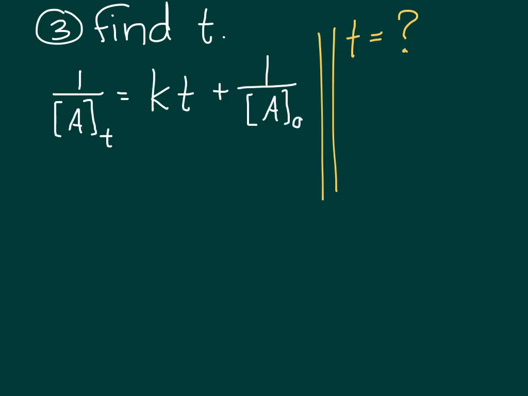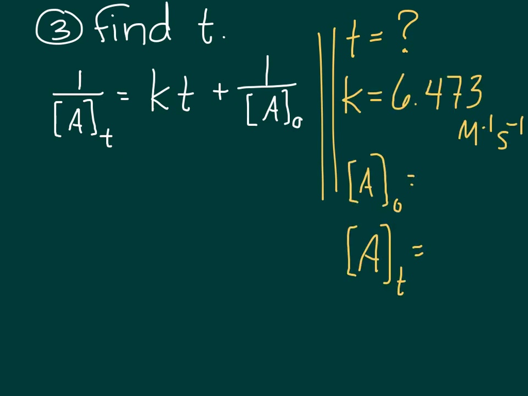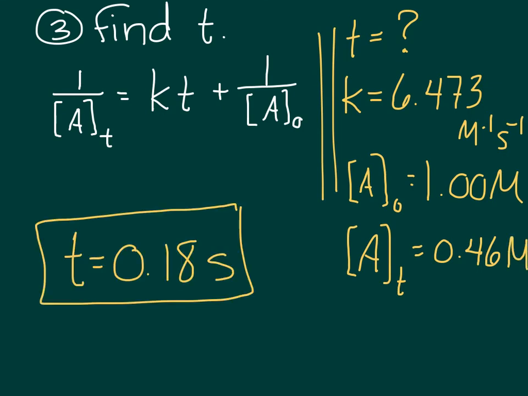So in this problem, t is the variable that we're looking for, and k we just calculated in the previous step. We're not given exact concentrations in the problem, we're looking for a percentage remaining. So you're asked how long it will take for 54% of the reactants to be consumed. So for the ease of math, let's make the initial concentration 1 molar. If 54% of your reactants have been consumed, that means 46% remain. So your concentration at time t is 0.46 molar. And once you plug in all of those values and solve for t, you should find that the time it takes is 0.18 seconds.